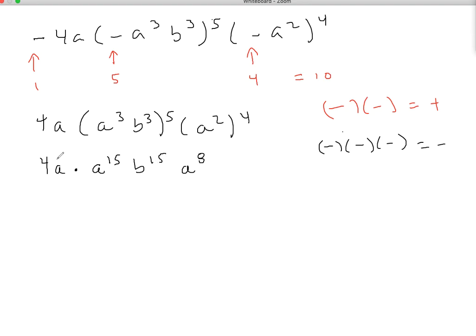And then let's kind of combine up what we got. So this a right here is a to the 1st. So that would be 1 plus 15 makes 16, and then there's 8 more, so it looks like 24 a's all together. Remember, when we're multiplying, we add the exponents. When we are raising to a power, we multiply the exponents. Tricky, but it is what it is. And then there's still this b to the 15th that I shouldn't forget. I'll bring that down. And that should be as far as we take that.